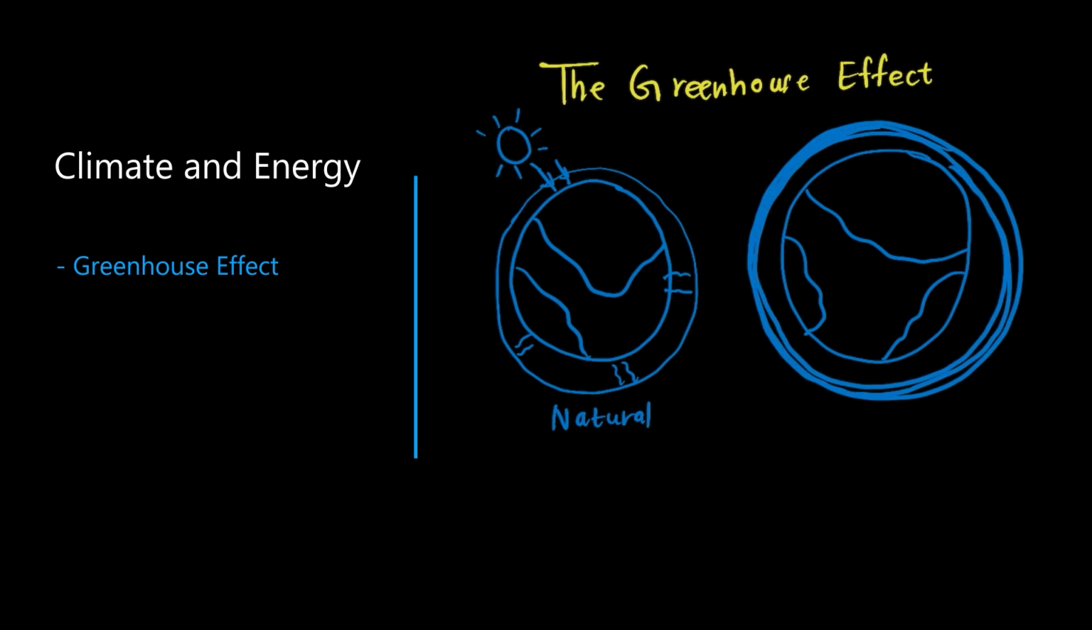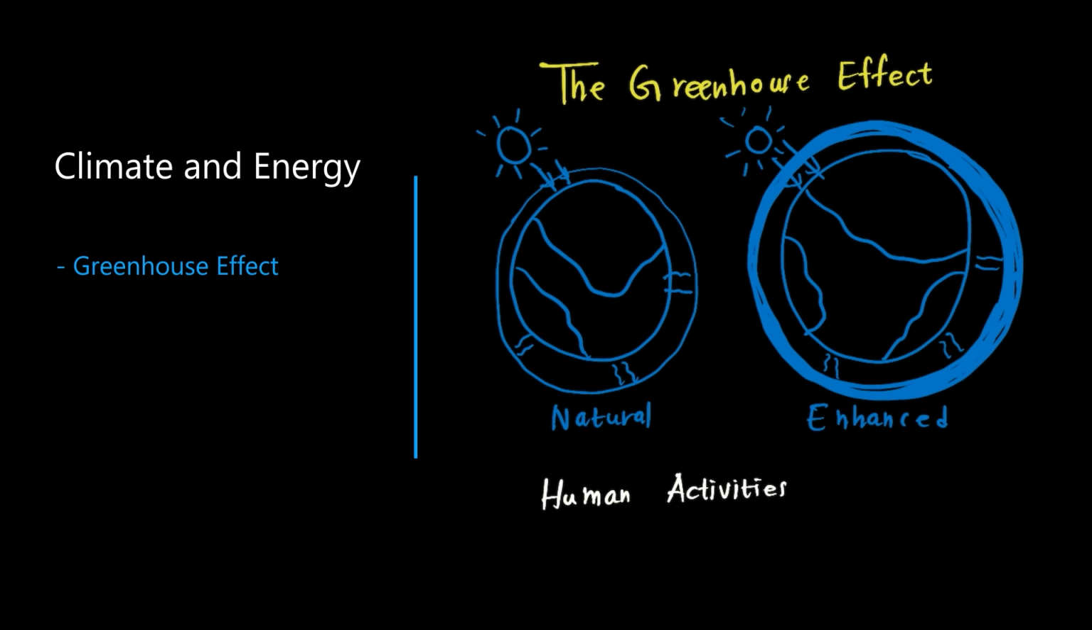However, since the Industrial Revolution, human activities, primarily the burning of fossil fuels like coal, oil, and natural gas, have released enormous amounts of extra carbon dioxide into the atmosphere. This has enhanced the natural greenhouse effect, leading to a steady increase in global average temperatures, a phenomenon known as global warming. The effects of this include melting glaciers and ice caps, rising sea levels, and more extreme weather events.